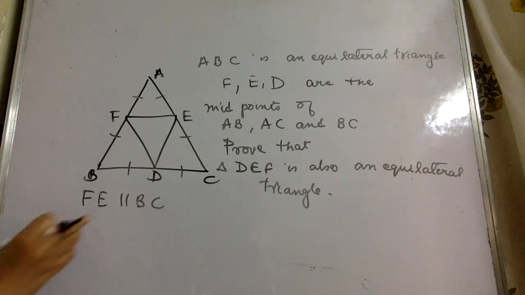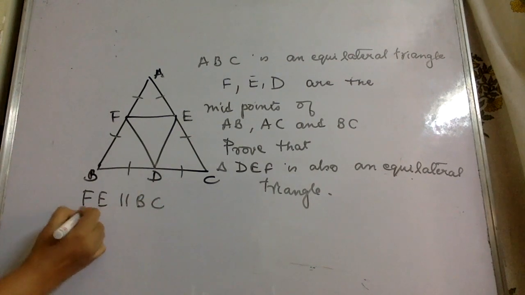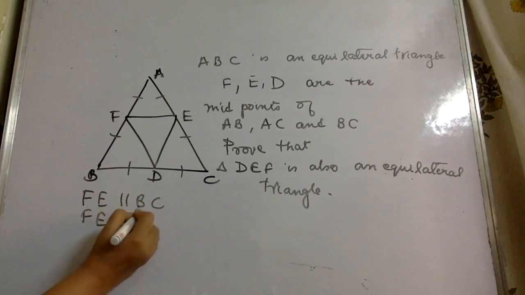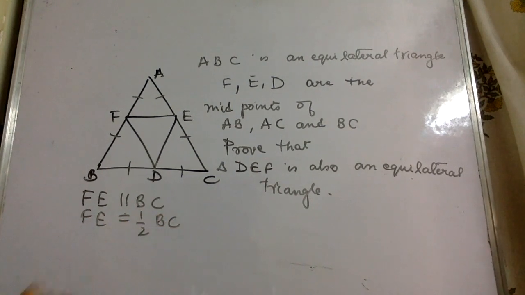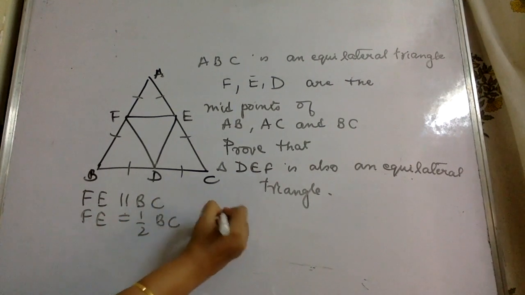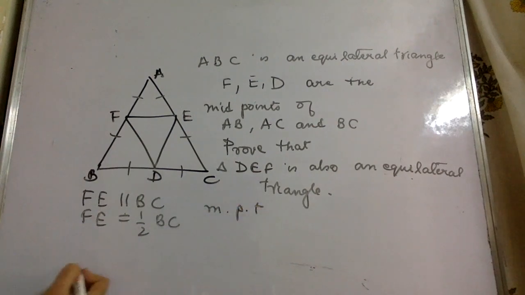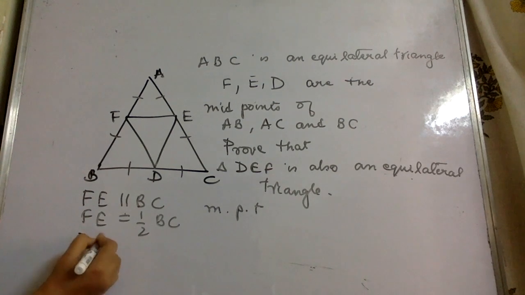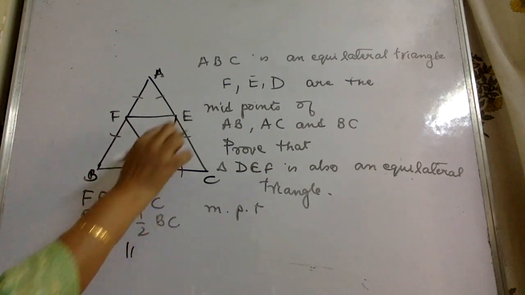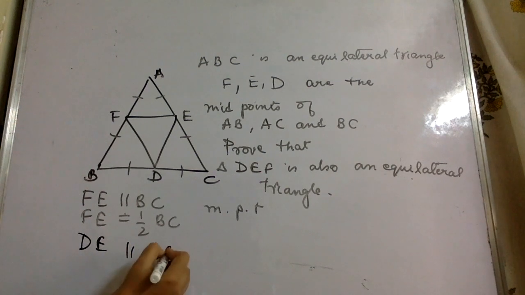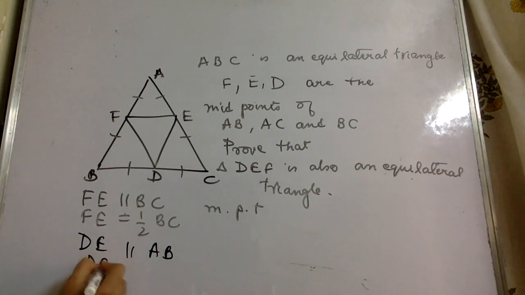This is the sign for parallel. FE is also half of BC. Now all this is coming from midpoint theorem. Now the next one is DE. DE is parallel to AB, yes, and DE is also equal to half of AB. This is also coming from midpoint theorem. So you write a ditto sign here.